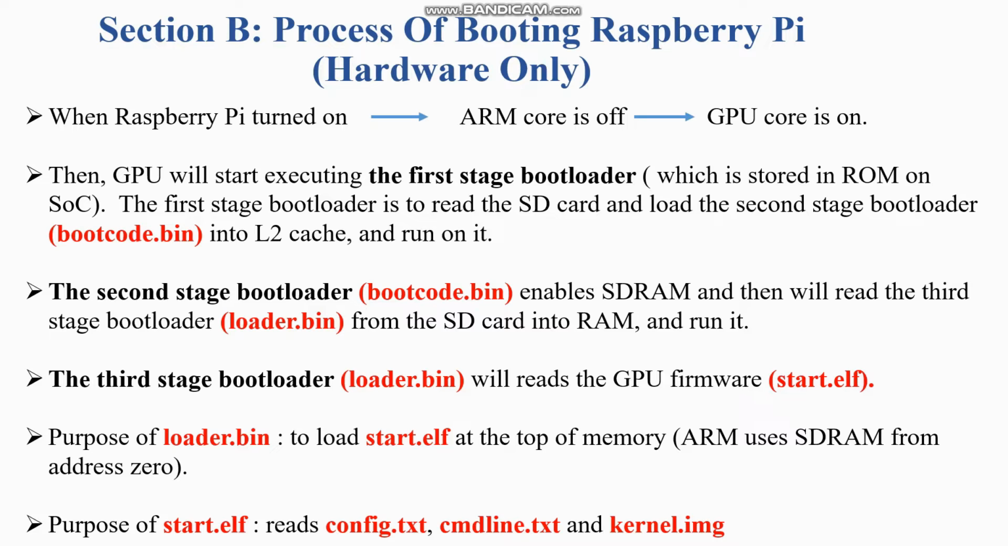Then the third stage bootloader will read the GPU firmware. The purpose of loader.bin is to load the start.elf at the top of the memory, while the purpose of start.elf is to read config.txt, cmdline.txt, and also the kernel image. These are all the processes of booting Raspberry Pi. Thank you.